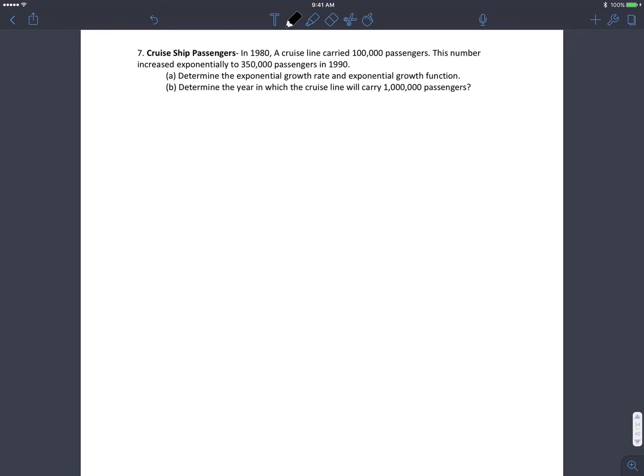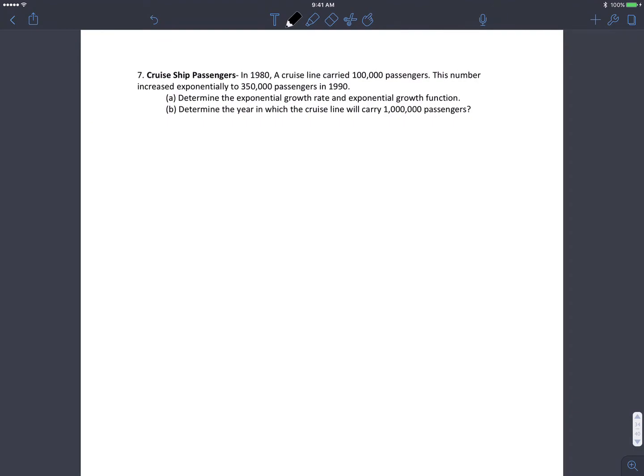Cruise ship passengers. In 1980, a cruise line carried 100,000 passengers. The number increased exponentially to 350,000 passengers in 1990. Determine the exponential growth rate and the exponential growth function. So we're going to start with a model that P is P naught e to the kt. Again, k is greater than 0.